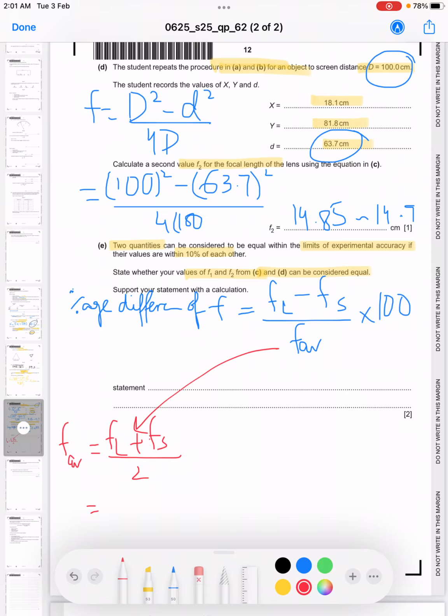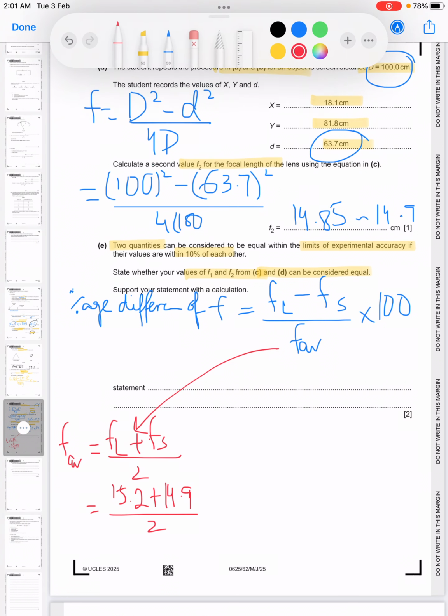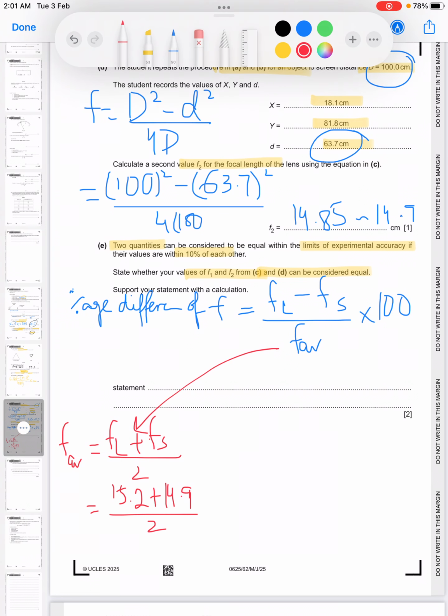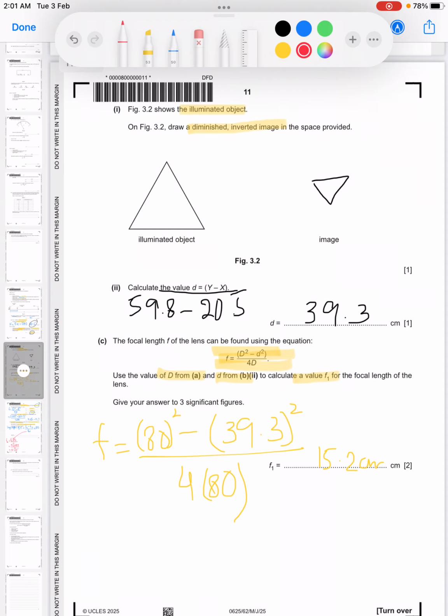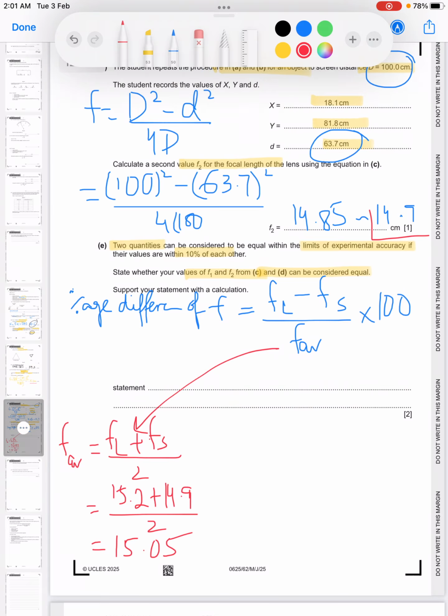So what is F larger? 15.2 plus 14.9 divided by 2. It will give you the answer 15.05. Just substitute the values. We know that F larger is the previous one, this one, 15.2, right? F smaller is 14.9 and F average is 15.05.